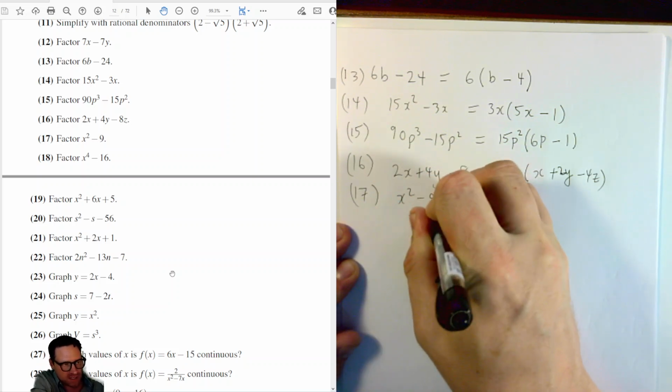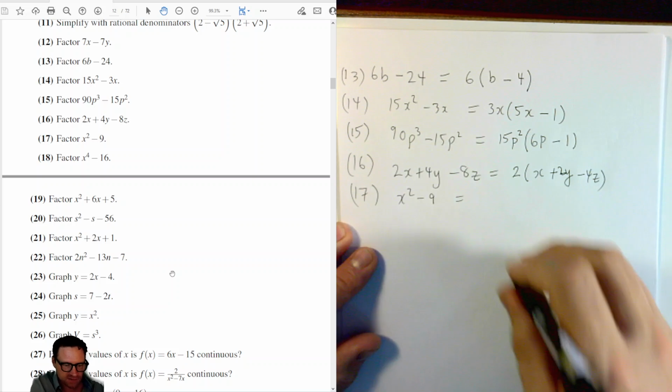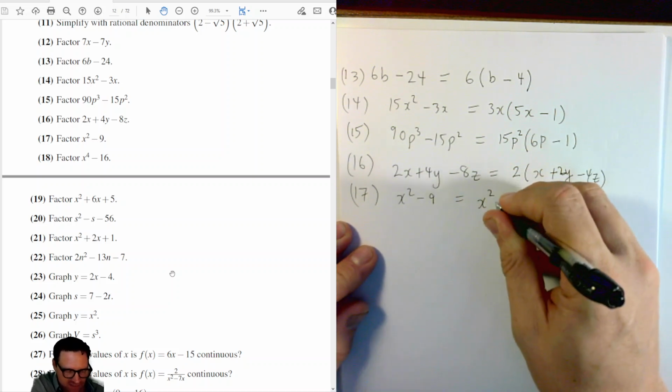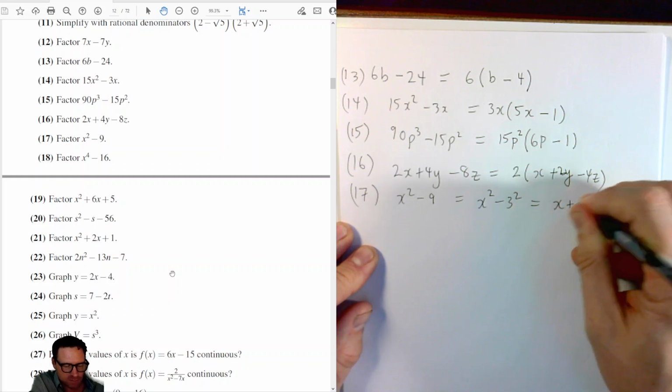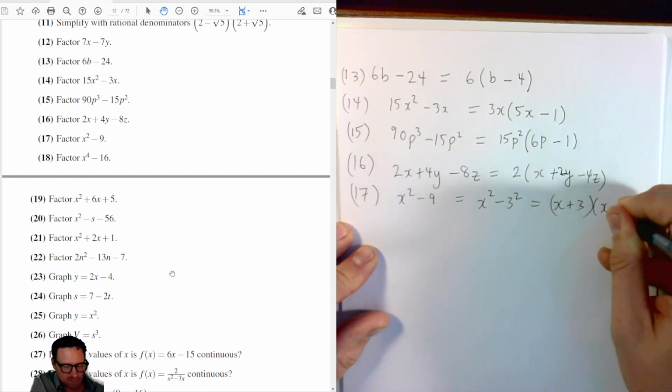Okay, question 17. Factor x squared minus 9. This is a difference of 2 squares. So first we can express this as x squared minus 3 squared. And so that's x plus 3 times x minus 3.